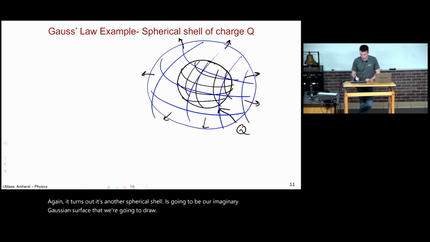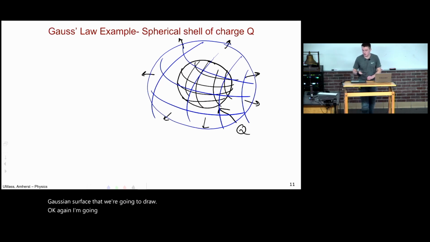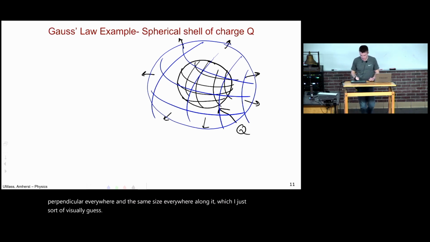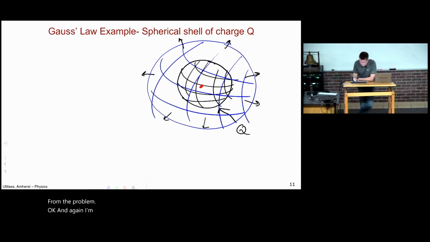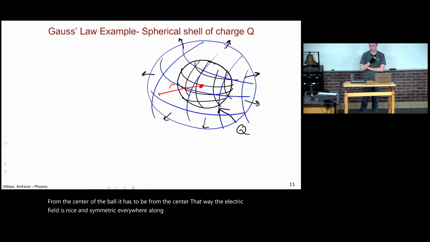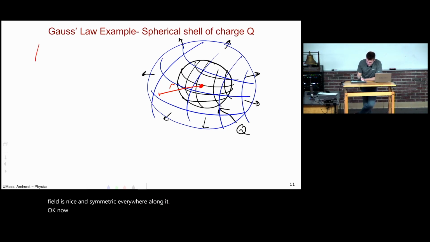Okay. Again, I drew this surface because the electric field is perpendicular everywhere and the same size everywhere along it, which I just sort of visually guess from the problem. Okay, and again, I'm going to put this a variable distance r from the center of the ball. It has to be from the center, that way the electric field is nice and symmetric everywhere along it. Okay, now again, Gauss's law, we're going to apply it to this blue surface.